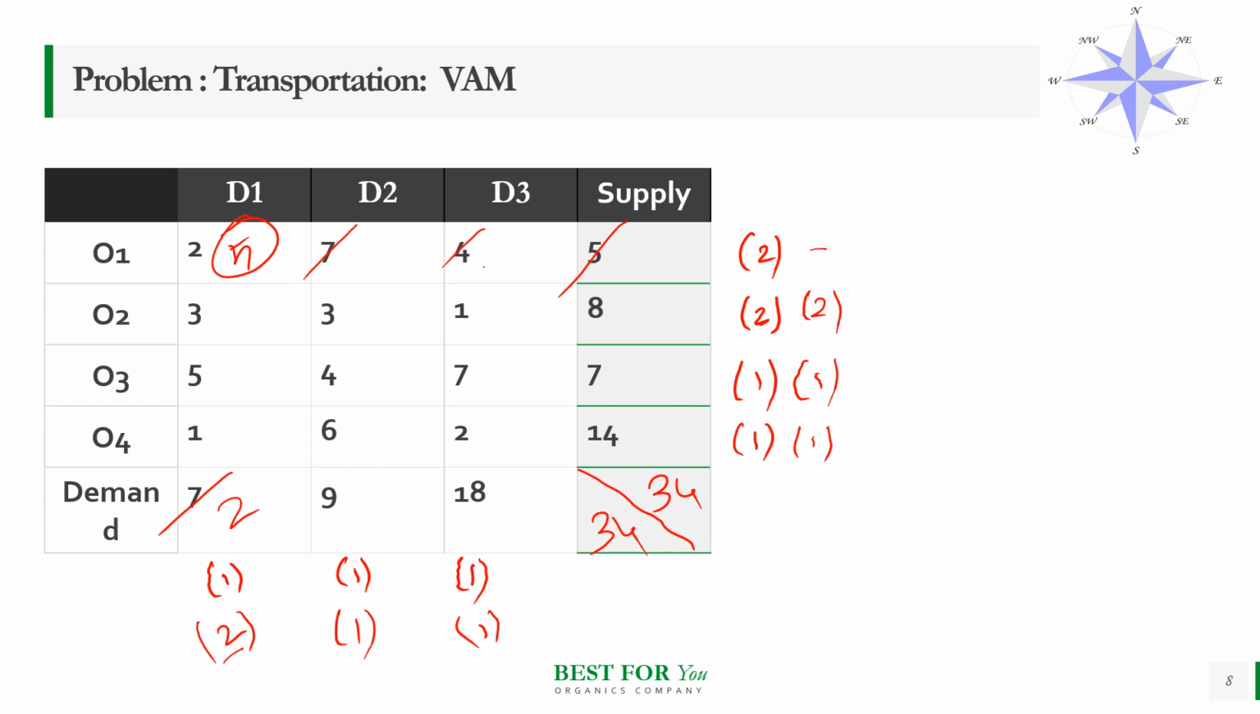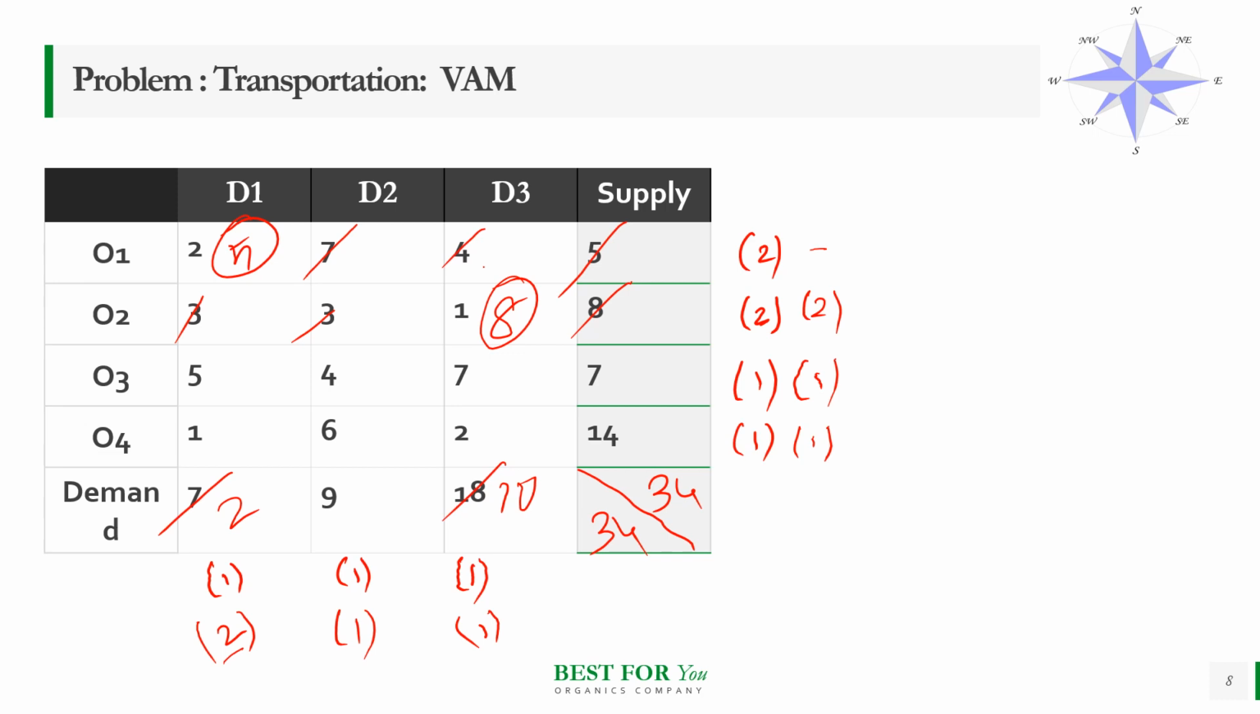Okay, so in that particular row only we are going to make the allocation. In that row the least value is 1, so here only we are going to do the allocation. Let us look at the demand. The demand is 18 and the supply is 8. So how much can we allocate? We can allocate 8 here. The entire supply gets over, so cross out the entire values, and the demand remains as 10.